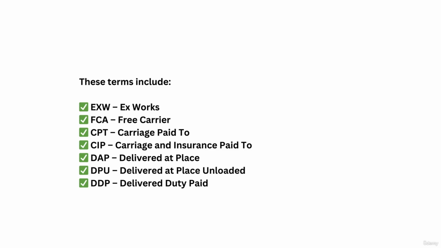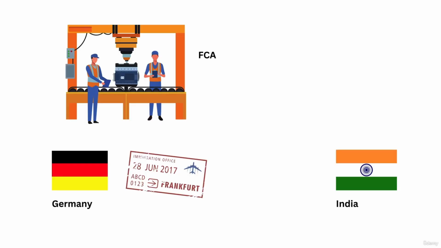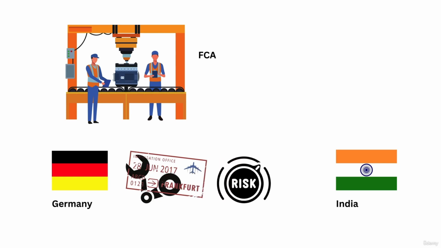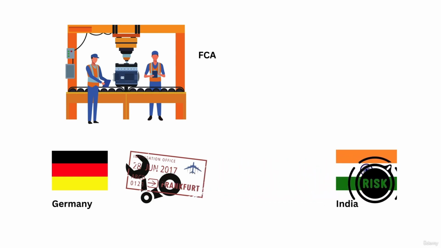Let's take an example. Suppose a manufacturer in Germany sells machinery to a buyer in India under FCA, Free Carrier terms. The seller delivers the goods to a specified transport hub, let's say an airport in Frankfurt. From this point, the risk transfers to the buyer, who then arranges for the shipment to India, including customs clearance and inland transport. This makes FCA highly flexible for multimodal transport.